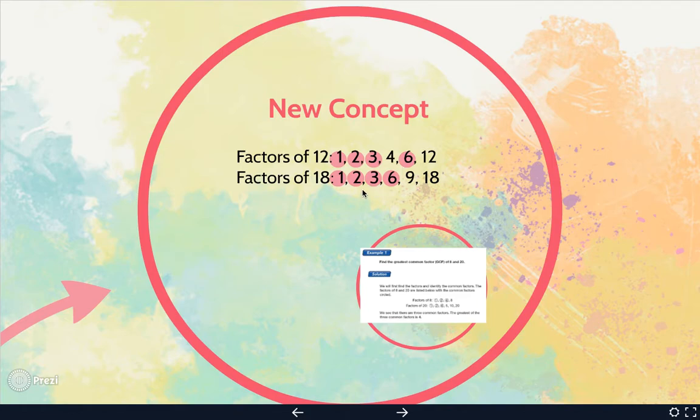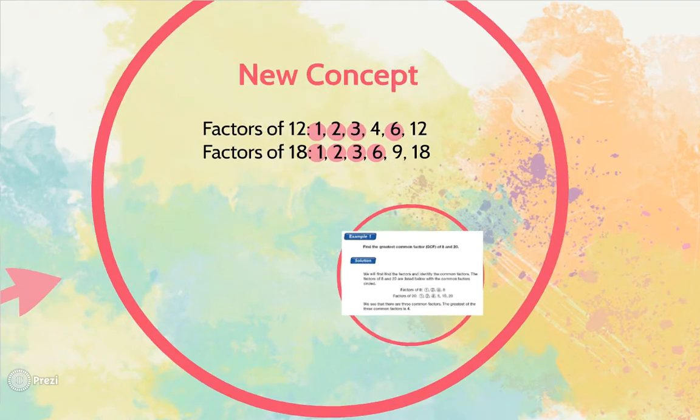Now, they have other numbers that are factors but are not common between 12 and 18, and so those ones I didn't highlight in pink. What you are going to do is figure out that the greatest common factor between these two numbers is 6. So we know that 6 can go into 18 and 6 can also go into 12. So our greatest common factor is 6.